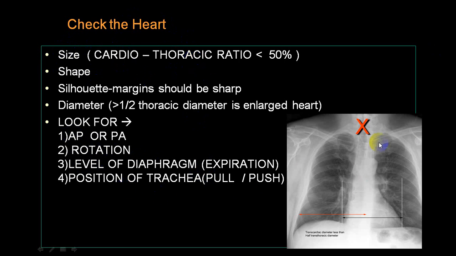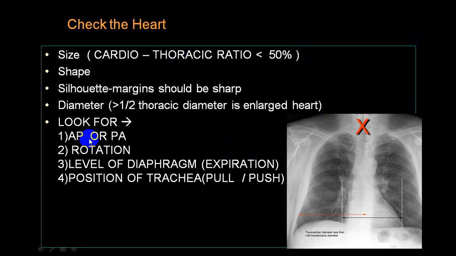If there is a shift of the trachea, either because of a pull or a push, again it can give you a false interpretation of cardiomegaly, or if there is a cardiomegaly, it will give you a normal heart size.